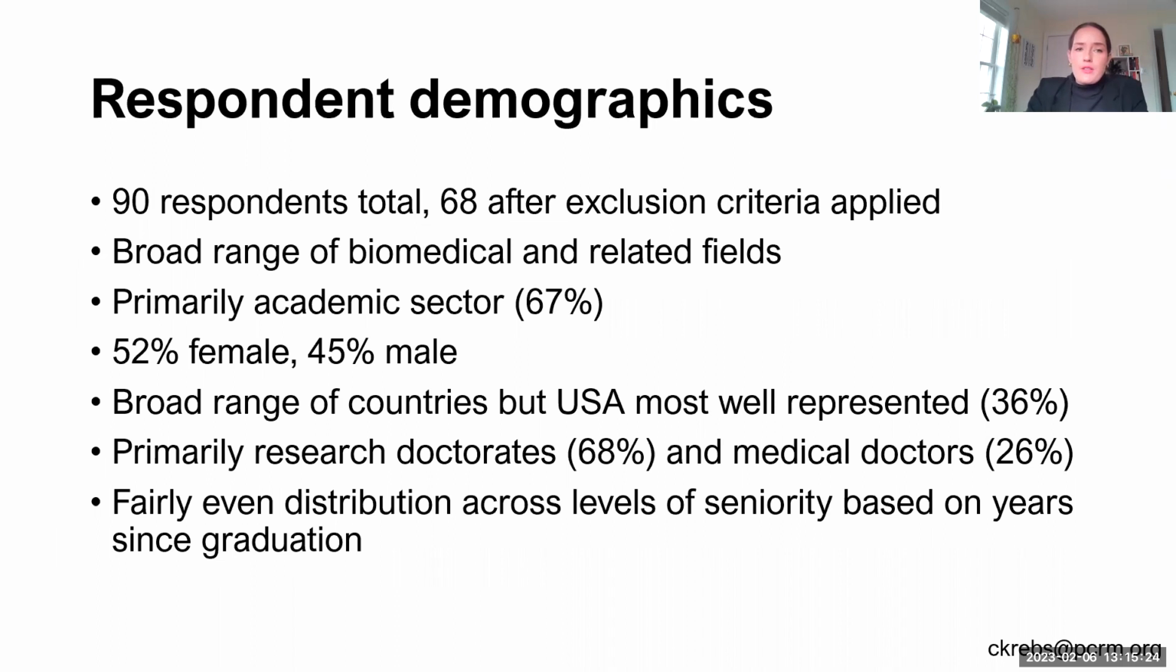The demographics of our survey respondents were that there were 90 respondents total, and after exclusion criteria were applied, there were 68. They represented a broad range of biomedical and related fields, primarily coming from the academic sector, slightly skewed toward female respondents, and representing a broad range of countries, but the USA was most well represented. They primarily held research doctorates and some held medical doctorates, and they were fairly evenly distributed across levels of seniority based on years since graduation of their latest degree.